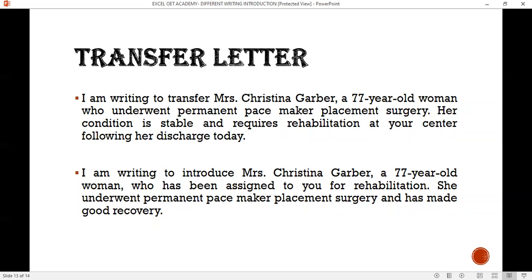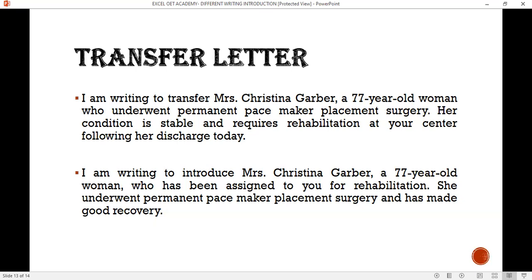So we are discharging from here, we are transferring her into your care for rehabilitation. All right, so I'm writing to transfer Mrs. Christina Gaba, a 77-year-old woman who underwent permanent pacemaker placement surgery. Full stop. Her condition is stable. This is the current update. She's doing fine. We're not sending an unstable patient to you. We're sending a patient that is stable and requires rehabilitation. That's the service you want the physiotherapist to provide, and that's the reason for the transfer.